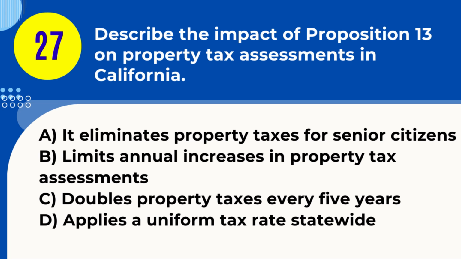A. It eliminates property taxes for senior citizens. B. Limits annual increases in property tax assessments. C. Doubles property taxes every 5 years. D. Applies a uniform tax rate statewide. Answer B. Limits annual increases in property tax assessments. Explanation. Proposition 13, passed in 1978, significantly limits the annual increases in property tax assessments in California, capping them at a certain percentage unless the property is sold.